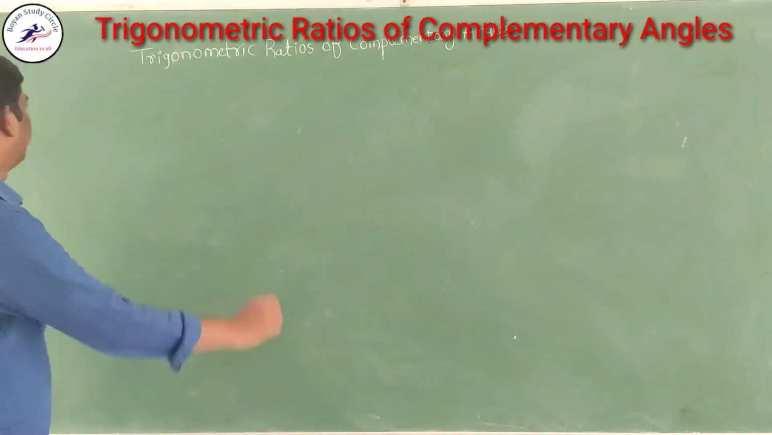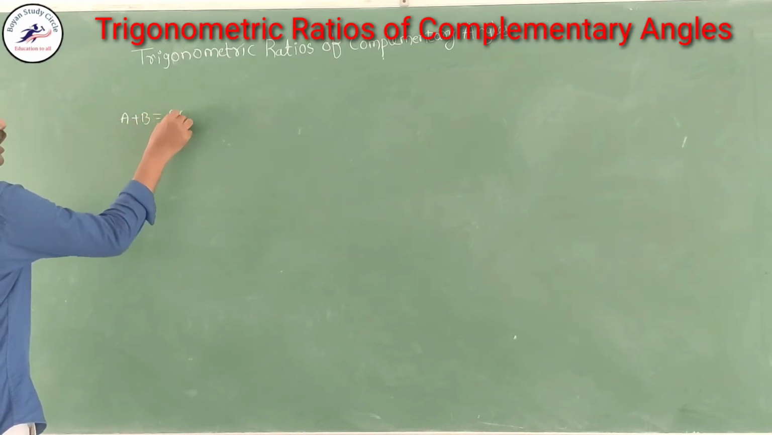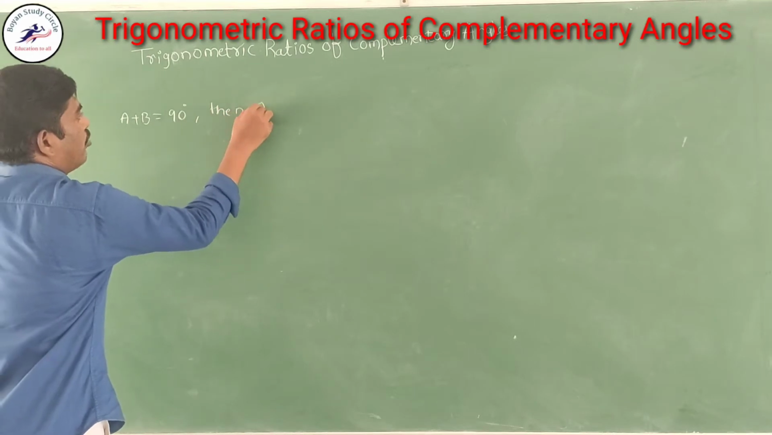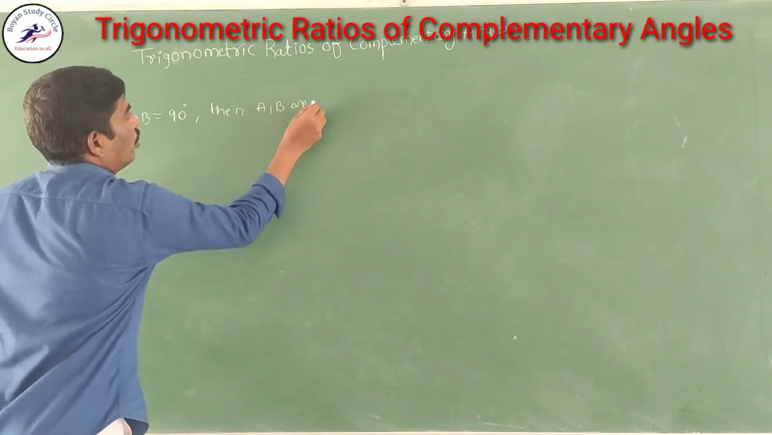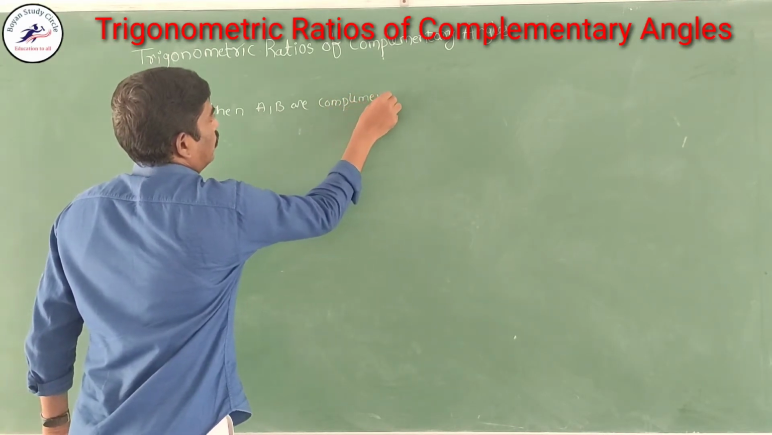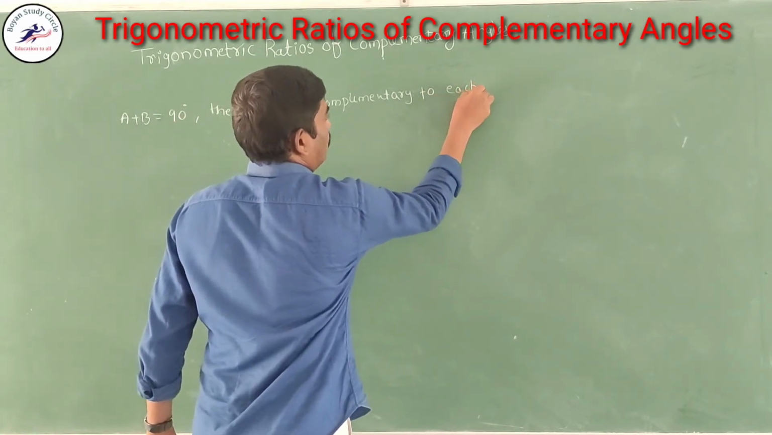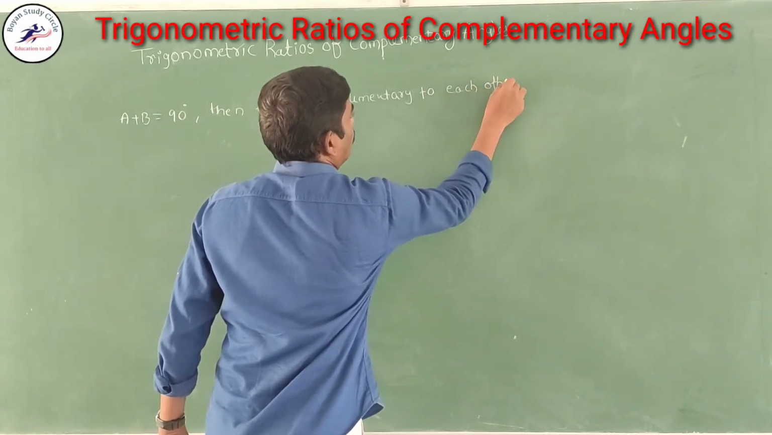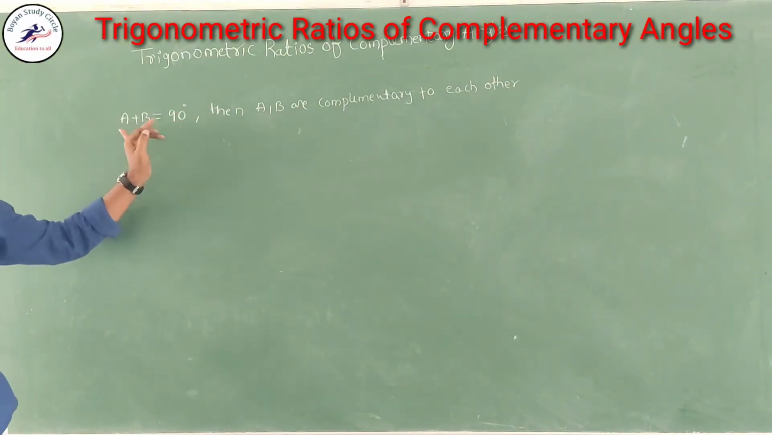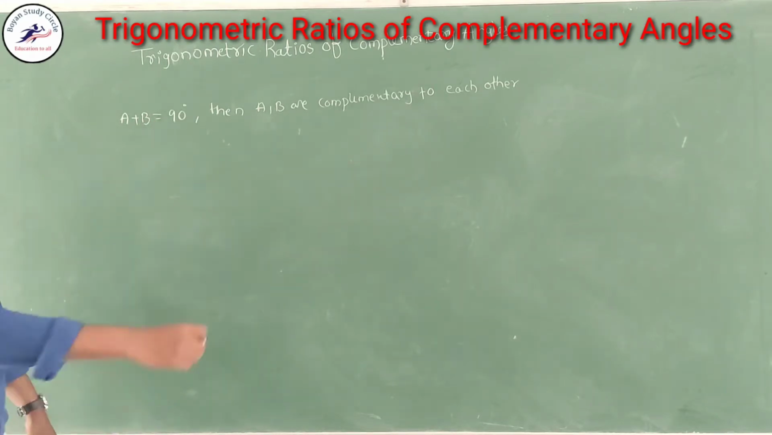See here, A plus B is equal to 90 degrees. Then A, B are complementary to each other. So, if the sum of the two angles is equal to 90 degrees, then A and B are complementary angles to each other. Okay. Suppose we take a right angle triangle.